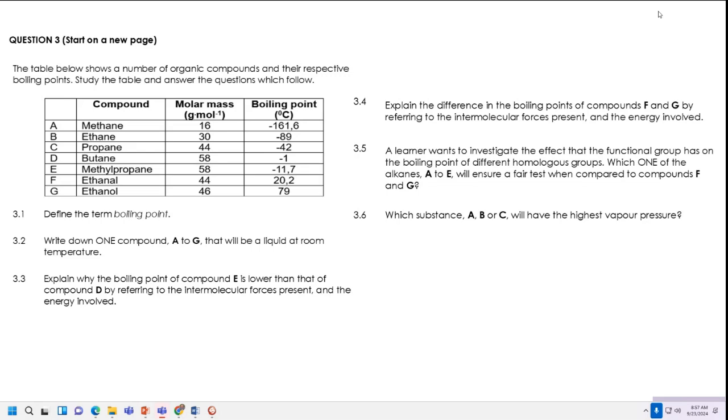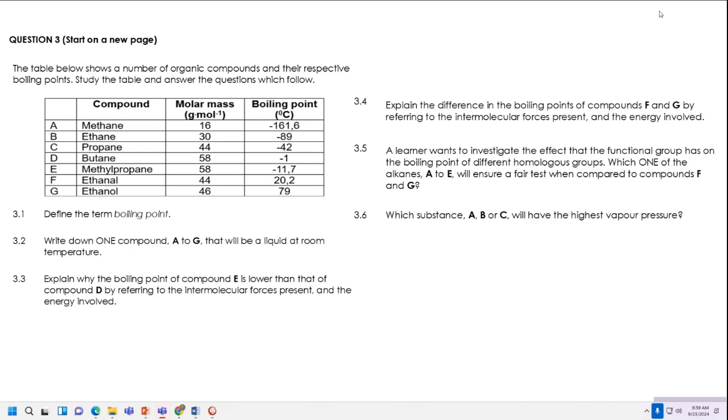Now, question 3.1. Define the term boiling point. Would someone in our virtual audience, one of the grade 12s, like to define boiling point for us? So grade 12s, boiling point is defined as the temperature. Please don't write it's the point at which. No, that's wrong. It's the temperature. You must write temperature. It's the temperature at which the vapor pressure of a liquid is equal to its atmospheric pressure. Very, very important. Okay.